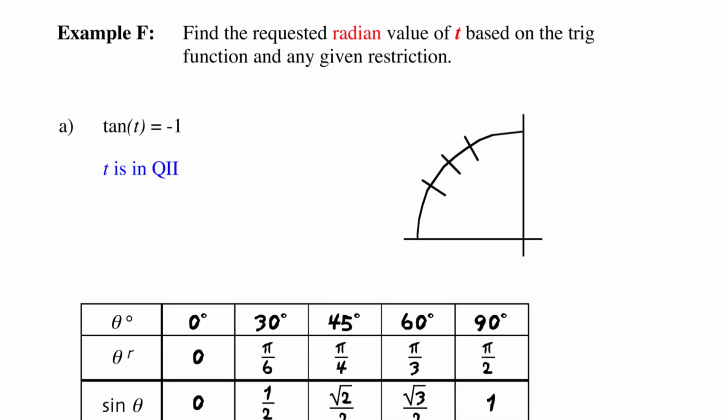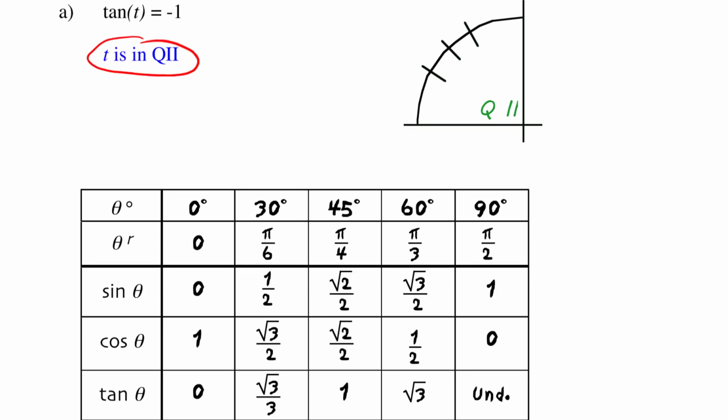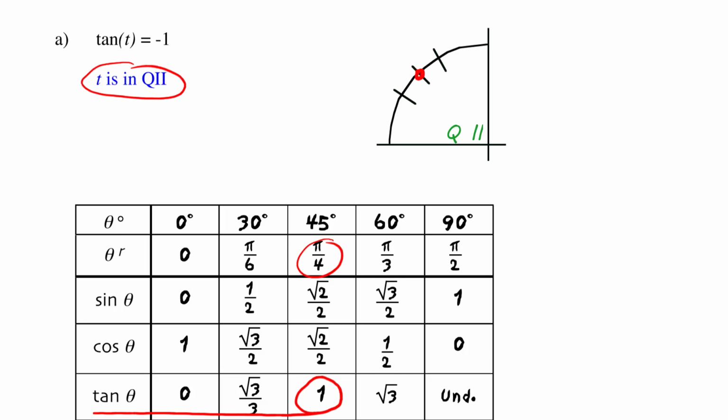All right, in this example, notice it says that t is in quadrant 2, so we can see where it is that we're working. And we're told that tangent of t is negative 1. So we don't focus on the negative, we focus on where tangent is 1, and it's at a pi over 4 value. That's the pi over 4 radian value. And in quadrant 2, that is 3 pi over 4. So t equals 3 pi over 4.